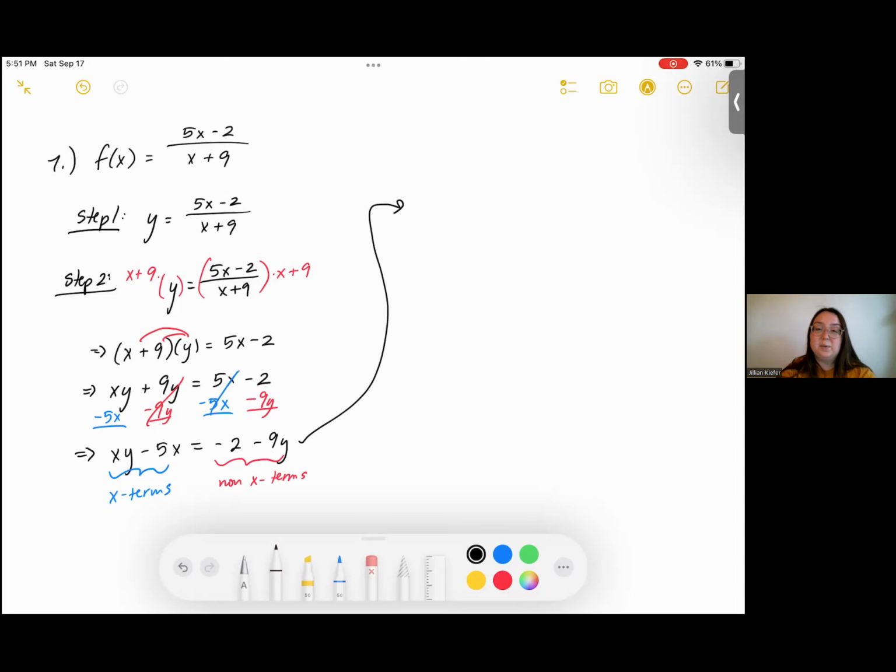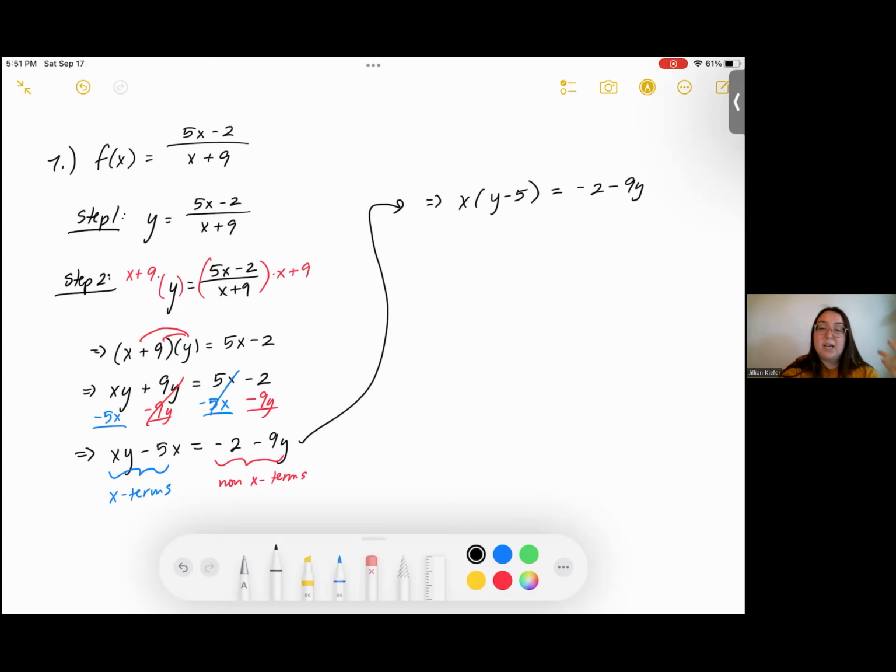Because now what we get to do is on the left-hand side, we can factor out an x. See that there's an x in both terms. So we're going to reverse distribute that x out. This would be x times y minus 5 is equal to negative 2 minus 9y.